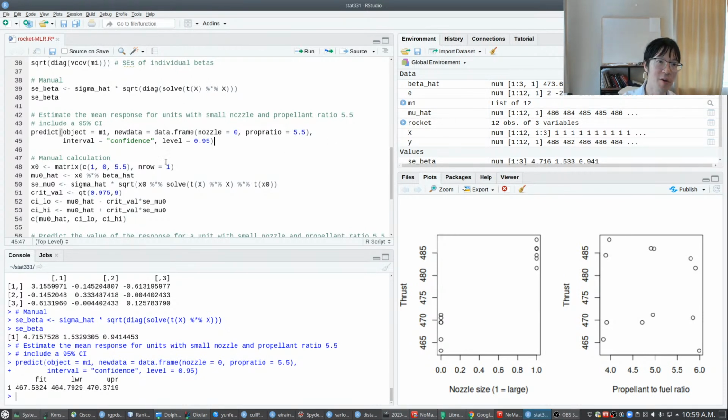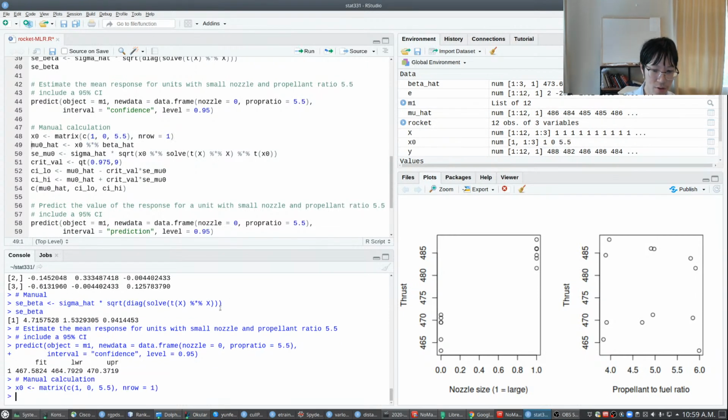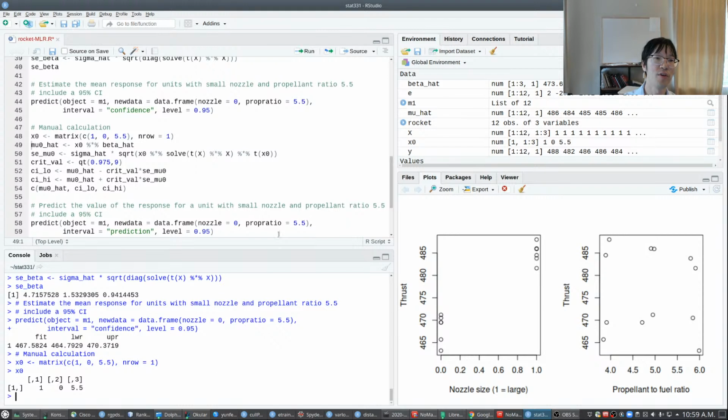So let's also run through the manual calculation based on the formulas we saw on the board. Again, we will set up a row vector for the explanatory variables. That's what I called x0. So x0 is the row vector with the values of the predictors. As I mentioned on the board, we started with a 1 to represent the intercept, and then we put the values of the other predictors, so 0 and 5.5, set up as a row vector: 1, 0, and 5.5.